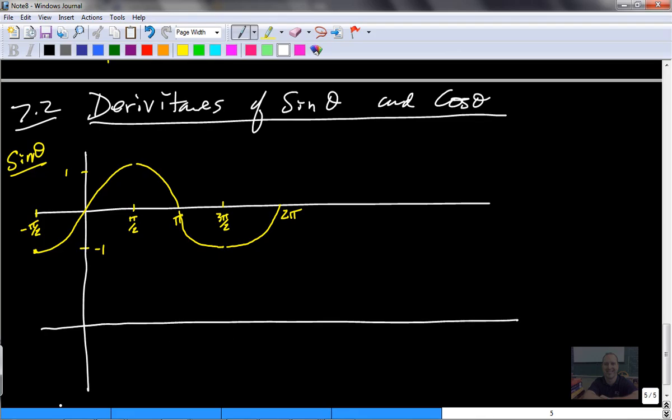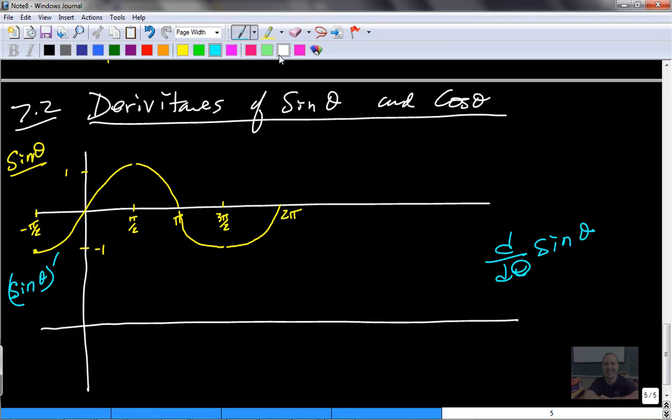You can see this on page 308. What I'm going to do down here, in blue, is look at the derivative of sine theta, sine theta with a little prime there, or d over d theta of sine theta. The derivative of sine theta.